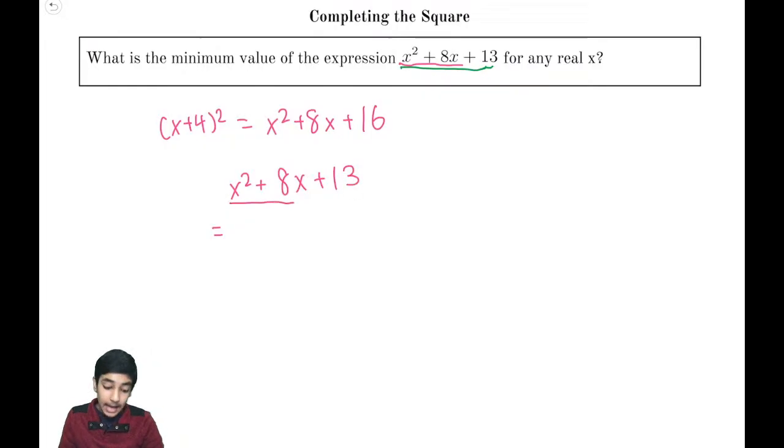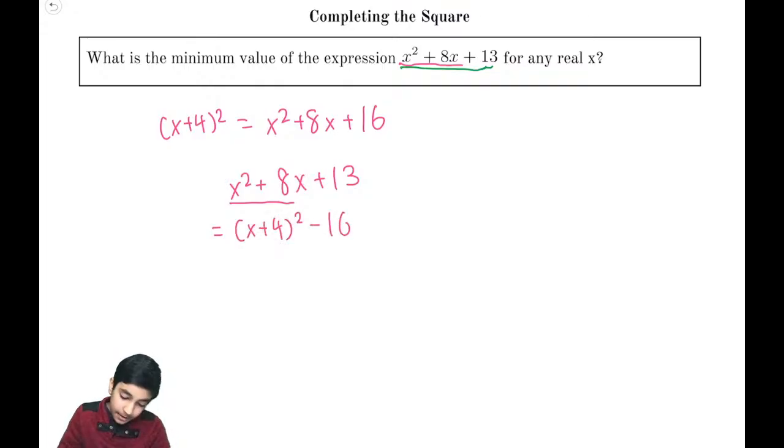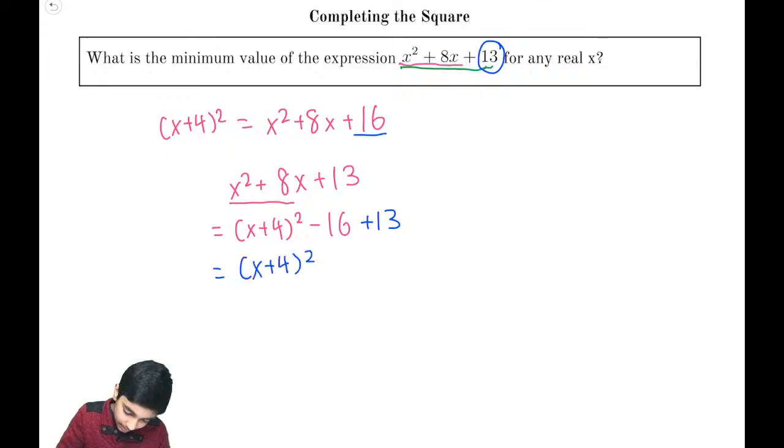So we know x squared plus 8x is equal to x plus 4 squared minus 16. And then we have to add an additional 13 because that's at the end here. We have 13 at the end, so plus 13. The reason I subtracted 16 is because we got an extra 16 term. And this becomes x plus 4 squared minus 3.